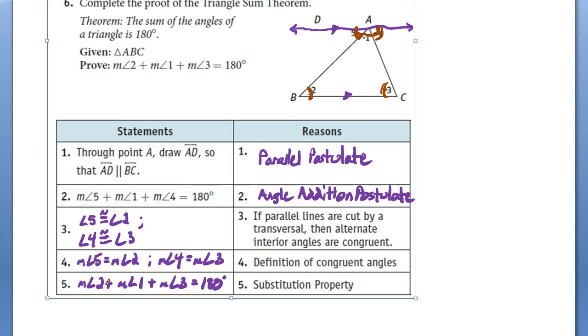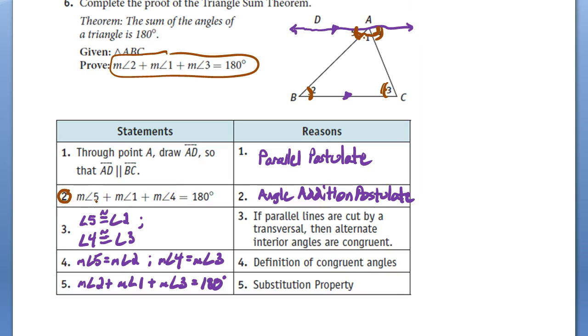Final step. We can write that the measure of angle 2 plus the measure of angle 1 plus the measure of angle 3 is 180 degrees. That's what we were trying to prove. But where does this come from? We go back to the equation we created in step 2, and where it talks about angle 5, substitutes something that we know is equal to angle 5.